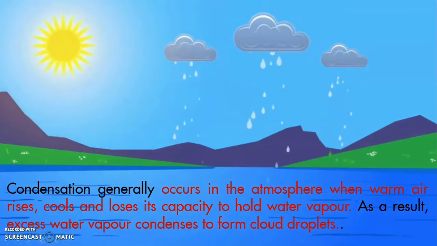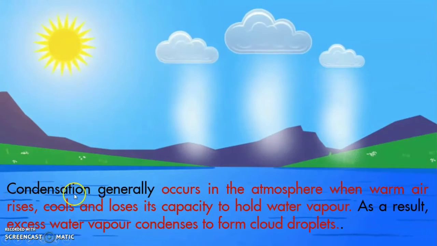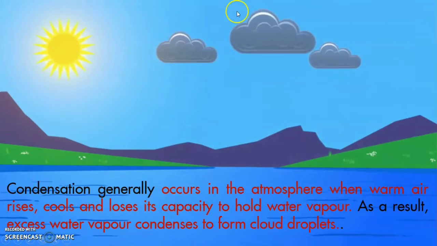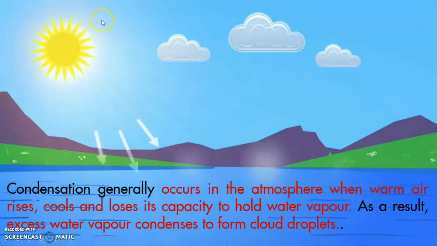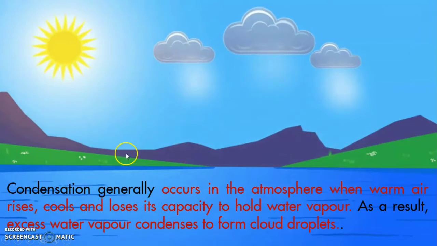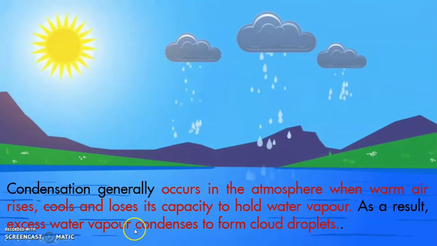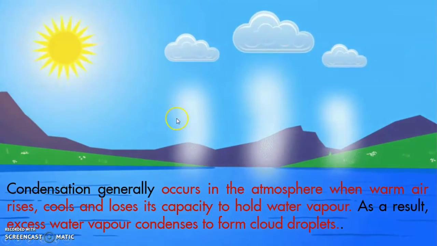Now, when does condensation take place in the air? Yes, condensation generally occurs in the atmosphere when warm air rises, cools, and loses its capacity to hold water vapor. As a result, excess water vapor condenses to form cloud droplets. Is it clear?